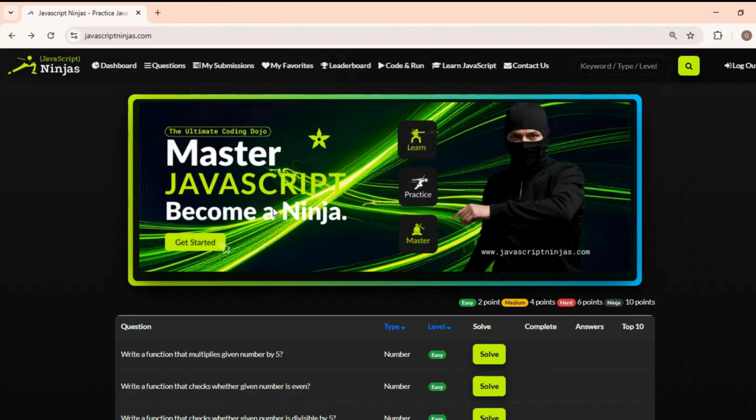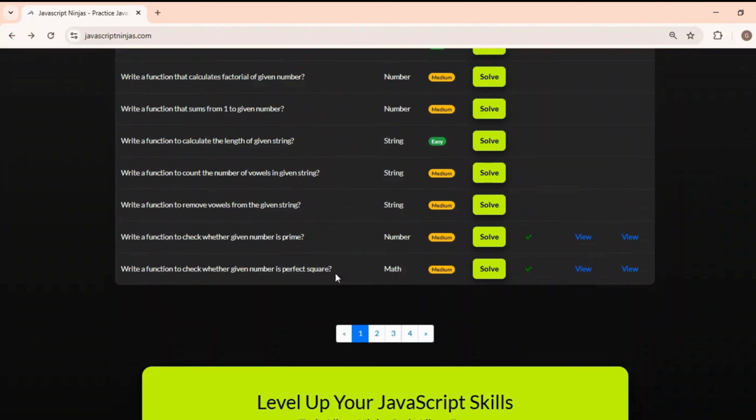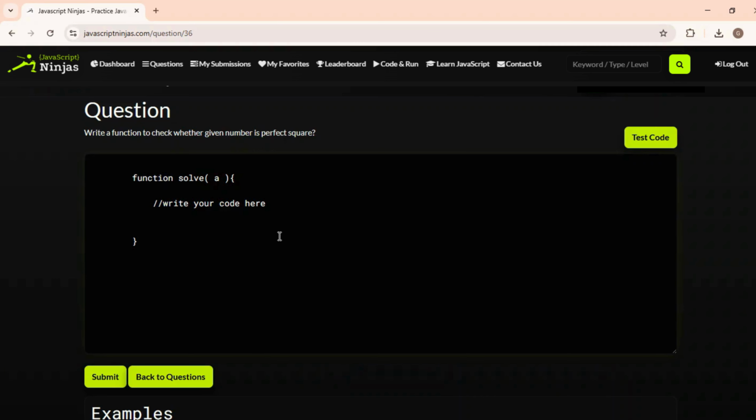In today's challenge, we're working on another interesting question. Write a function to check whether a given number is a perfect square. Now before we jump into the code, let's first understand what a perfect square actually means.